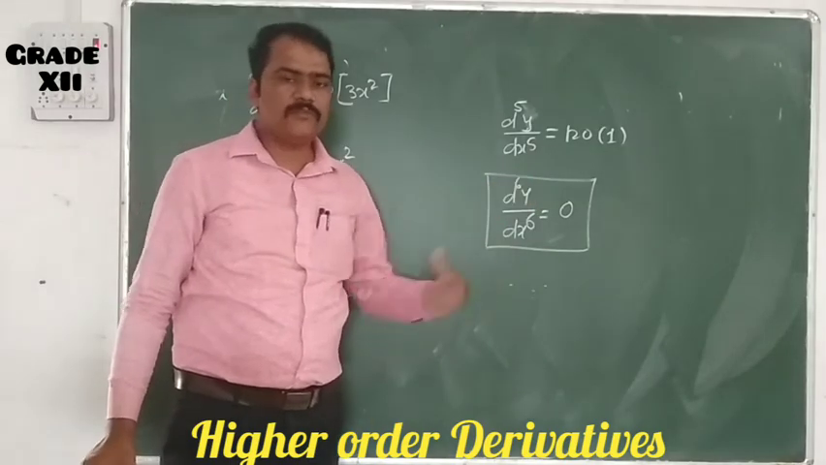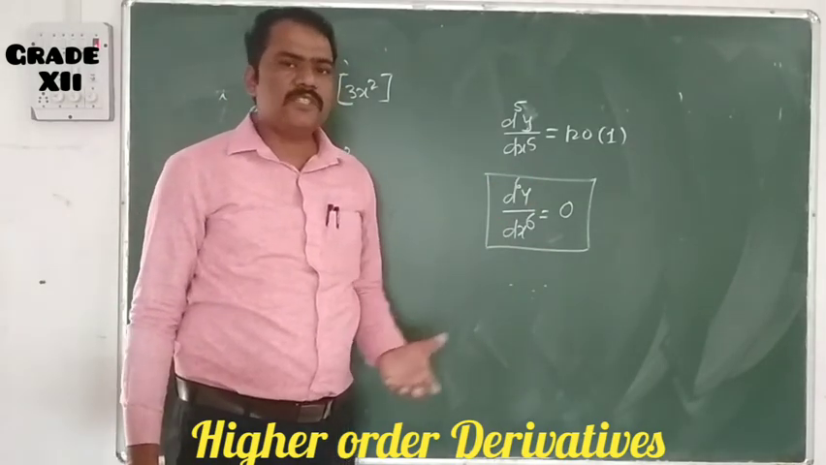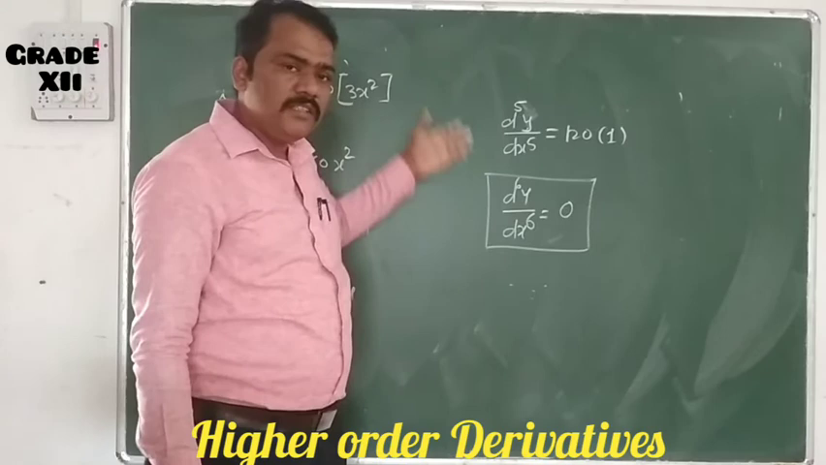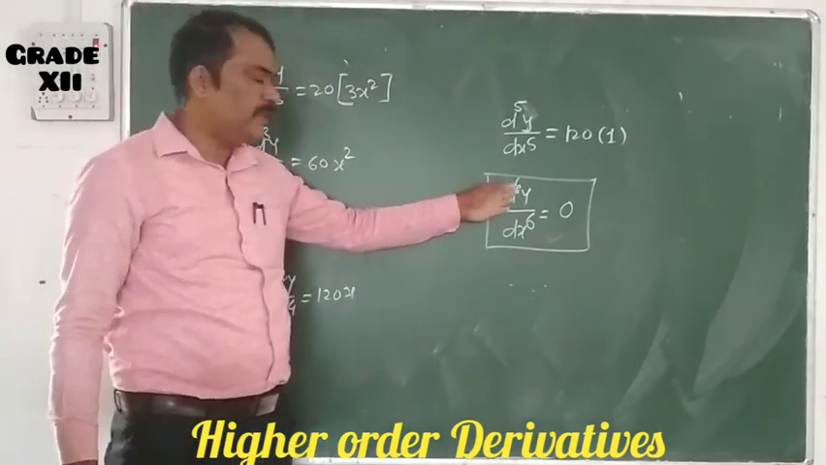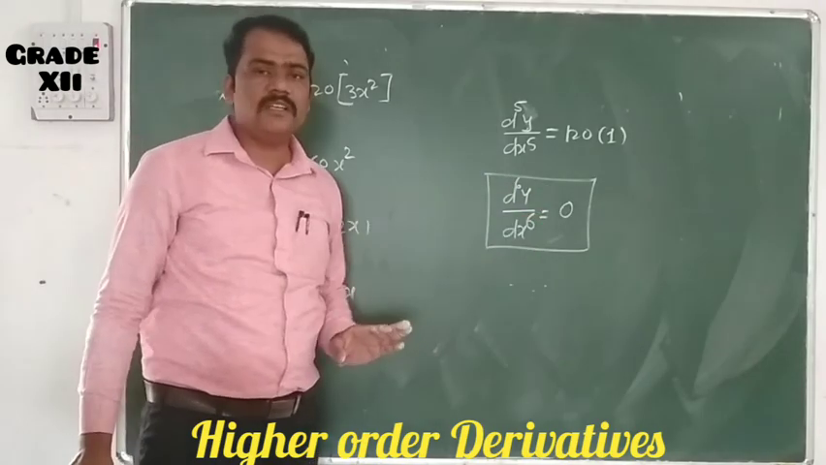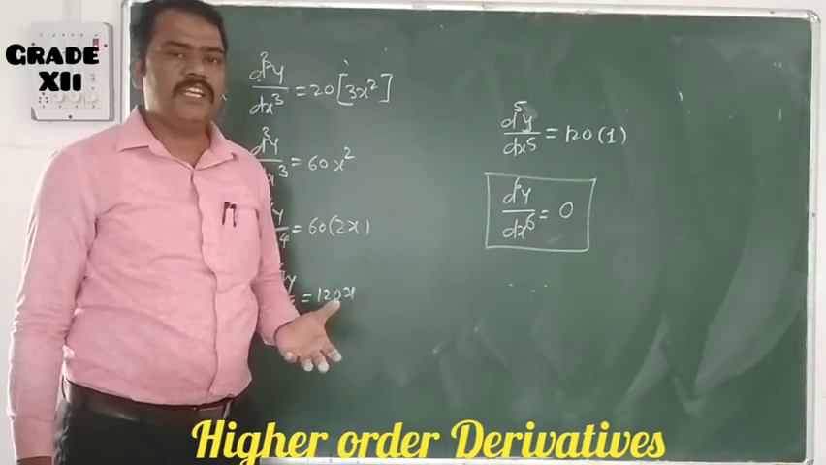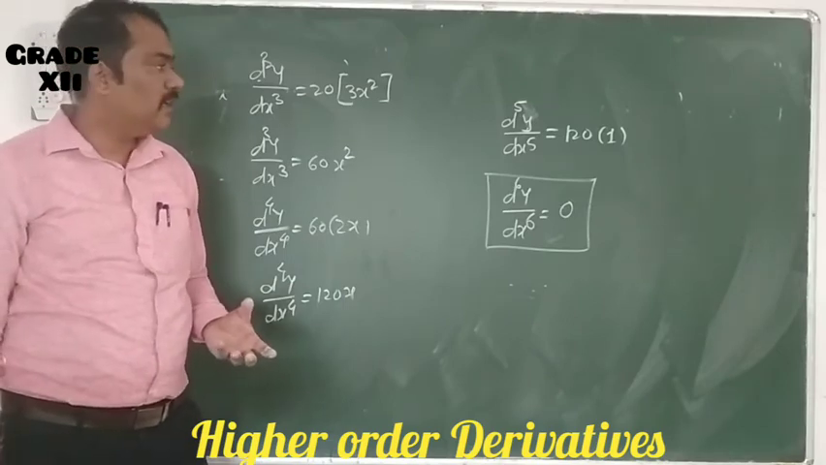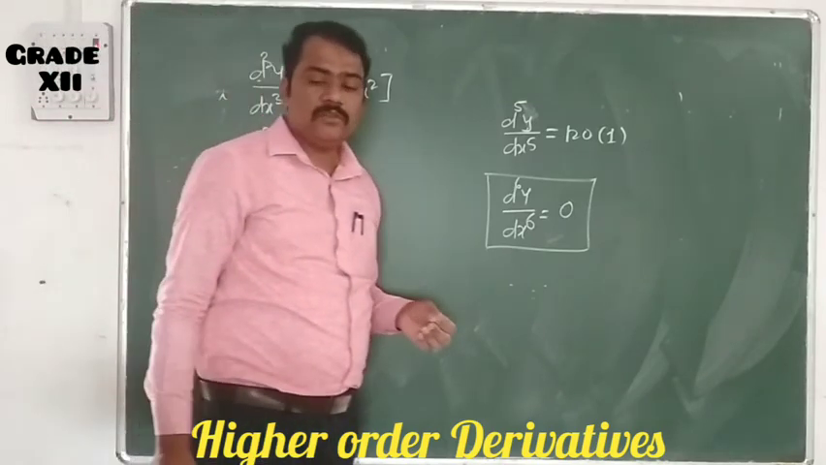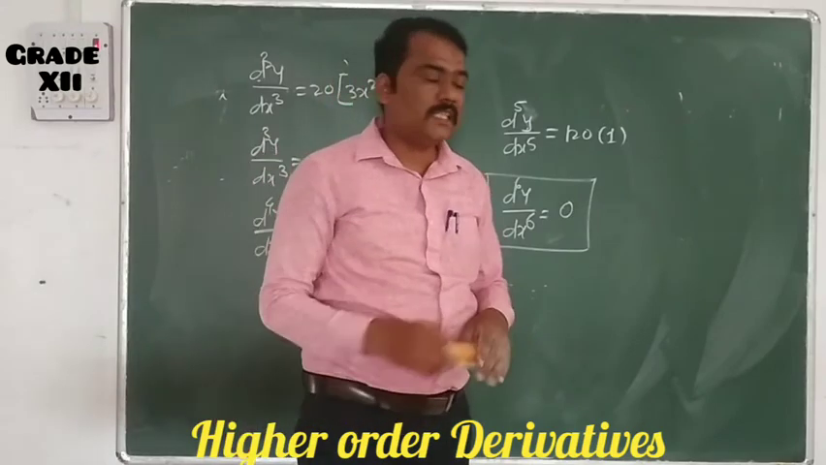After that, how many times do we have to take the derivative? That derivative is also 0. This pattern is called a higher order derivative. The sixth order derivative is nothing but 0. After that, if we take the derivative, we will also get 0. Okay?